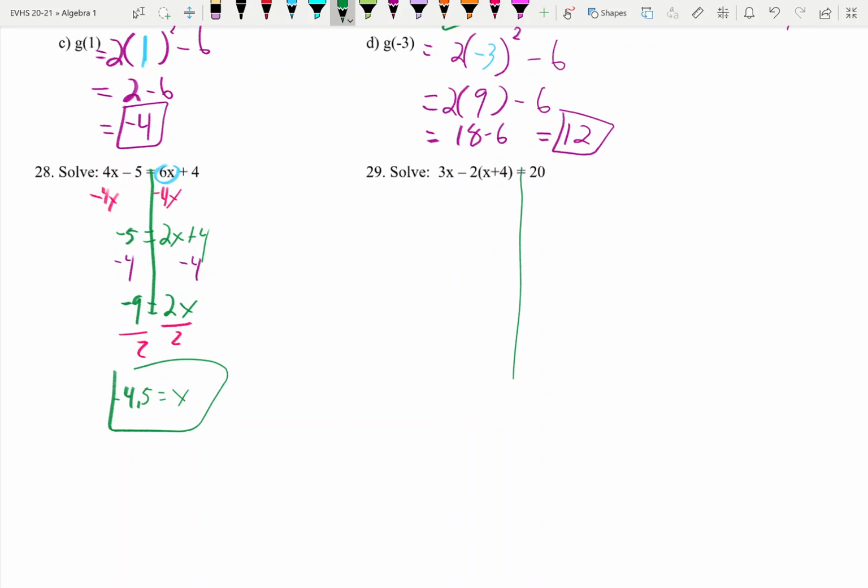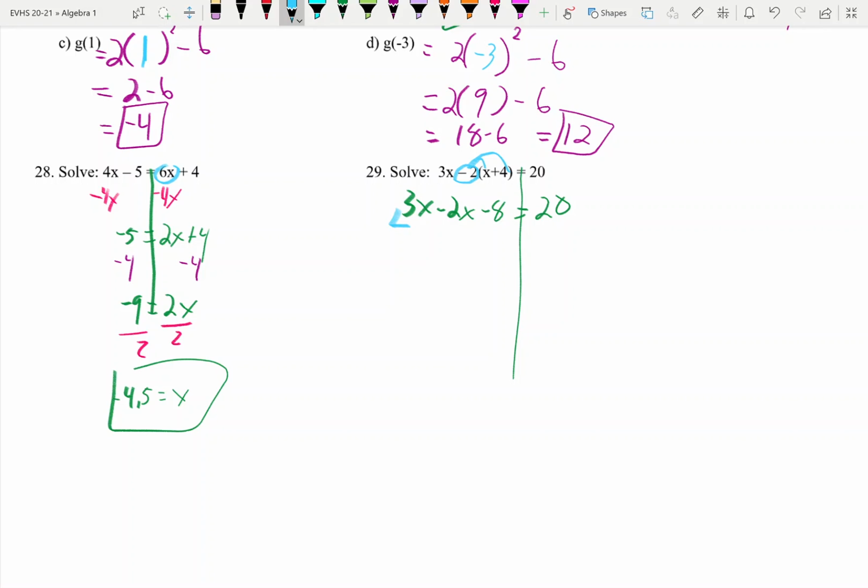All right, number 29. This one's going to be a little bit more interesting. First question, do we have any distribution to do? We're going to distribute this -2 times x and times 4. So this 3x just gets written down. -2 times x is -2x. -2 times 4 is -8 equals 20. Be careful because you have to distribute the subtraction or the negative along with it.